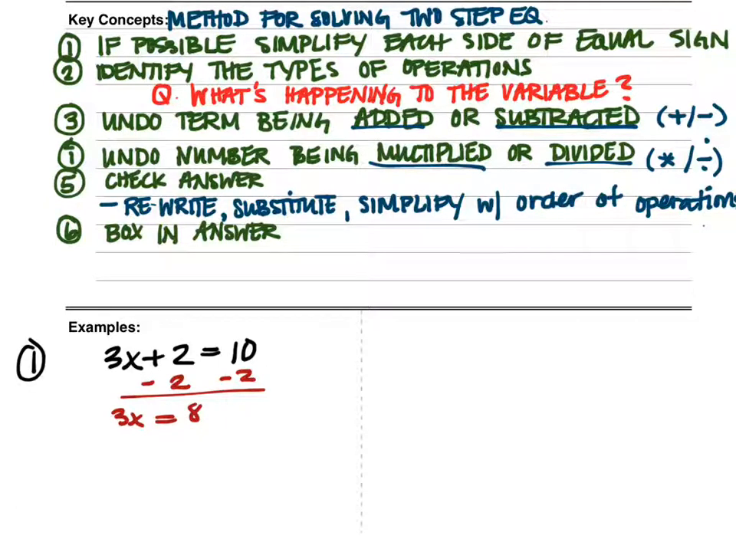In solving, my next step is going to be to undo the term being multiplied or divided. So I'm going to say this 3x is multiplied, so I'm going to divide both sides by 3. And I believe then my answer is going to give me x is equal to 8 divided by 3, which also is the same thing as 6 2/3.